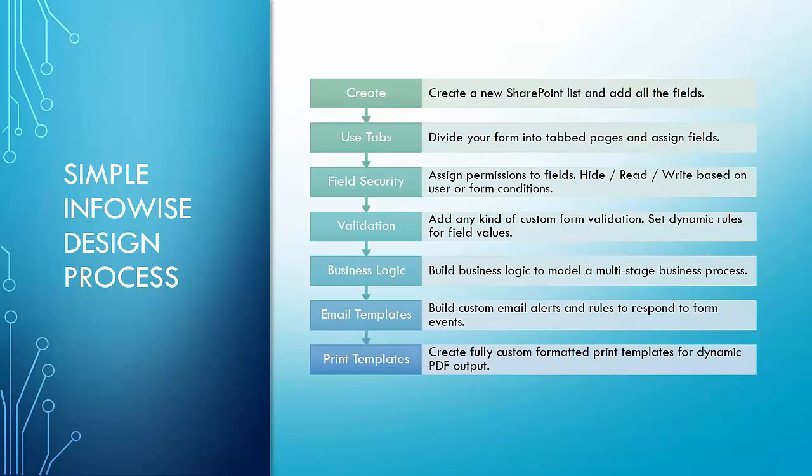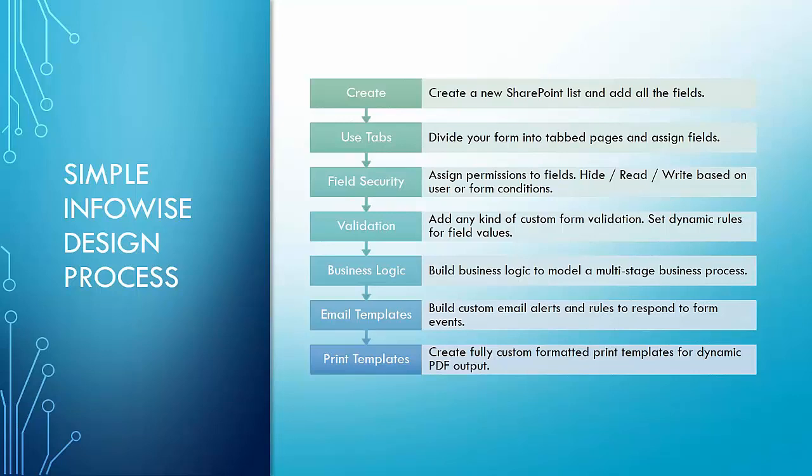Okay, just real briefly, I just want to talk to you about how the design process works in InfoEyes. It's a simple sequential process. Basically, the first thing you're going to do, of course, is create your SharePoint lists and the fields within it. At that point, you can get into InfoEyes settings from a design view, and you can set up a tabbed interface. You can security control the fields. At that point, apply validation if needed.